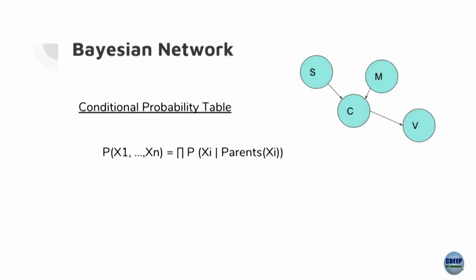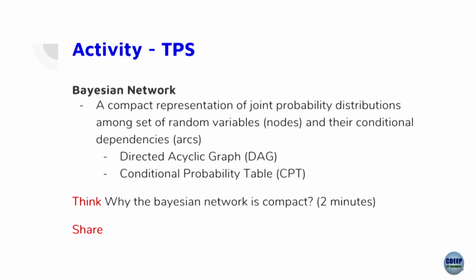So if you want the joint probability of all the variables x1, S, M, you have to take the product of all the probabilities: probability of S, probability of M, probability of C. Probability of C will include the probability of C given its parents, S and M. That's what the equation says. You understood the equation? It's clear? Okay.